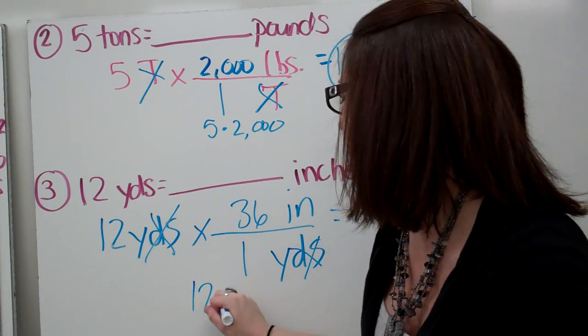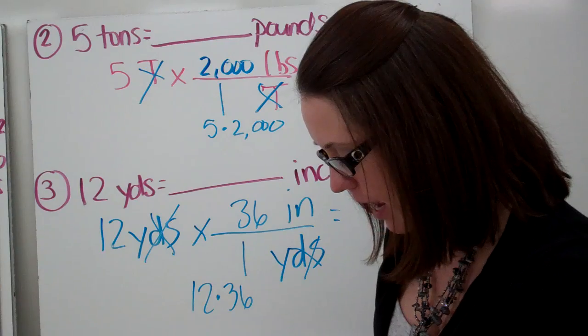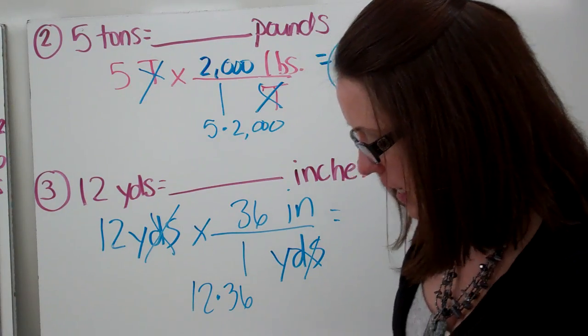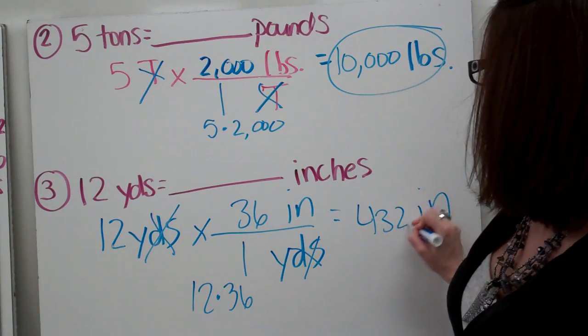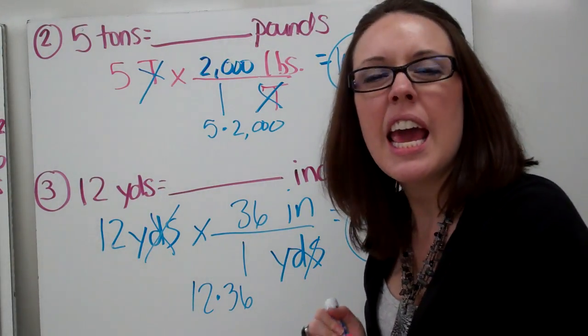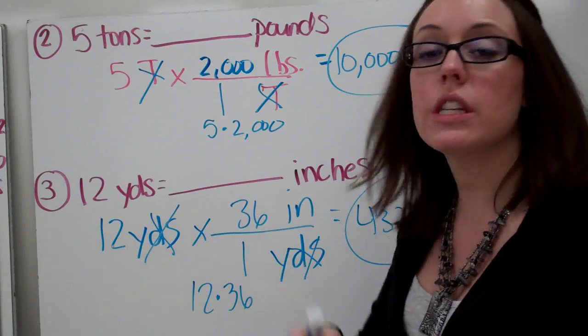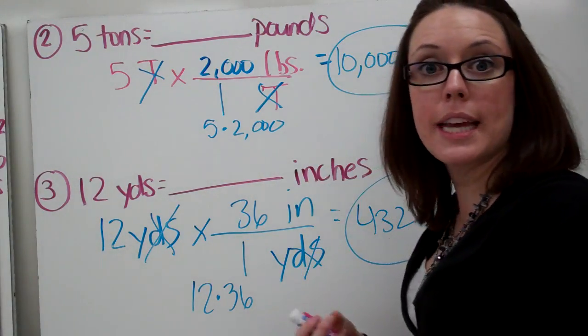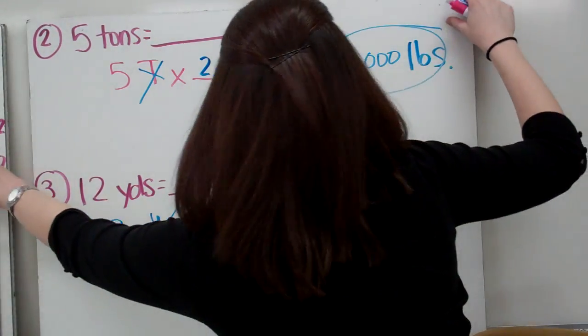12 times 36. And we know that 12 times 36 is 432 inches. So 12 yards is 432 inches. It makes sense that there would be more inches than yards because inches are smaller, so it takes more of them to make up a yard.